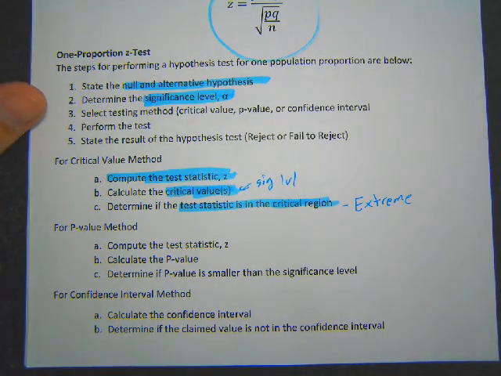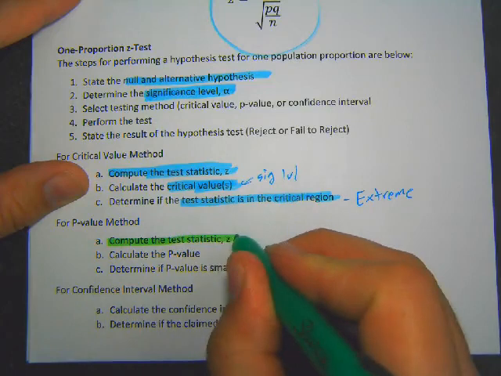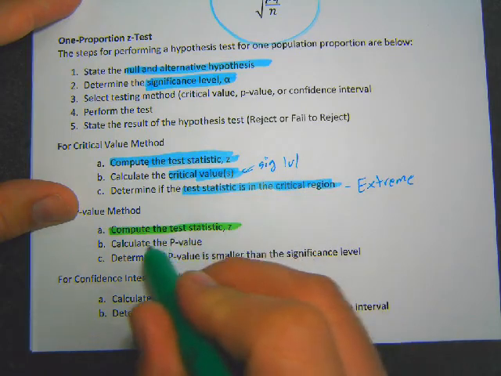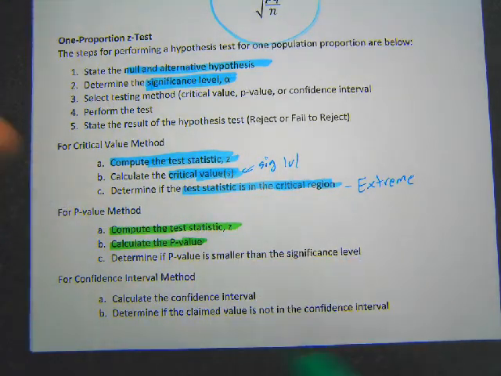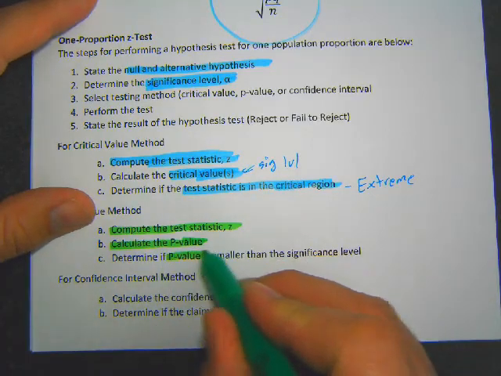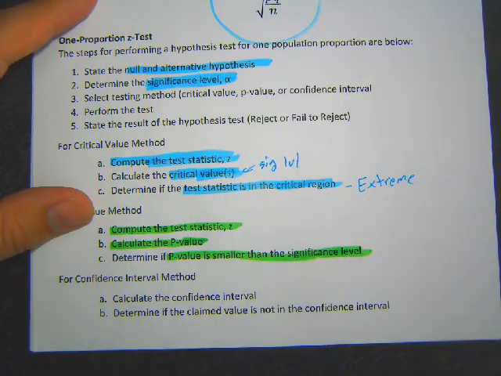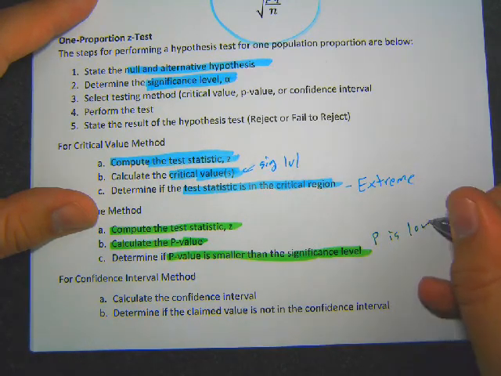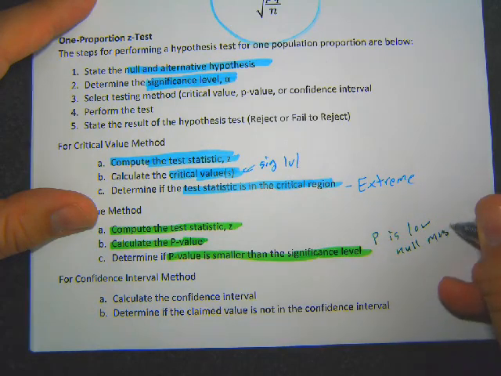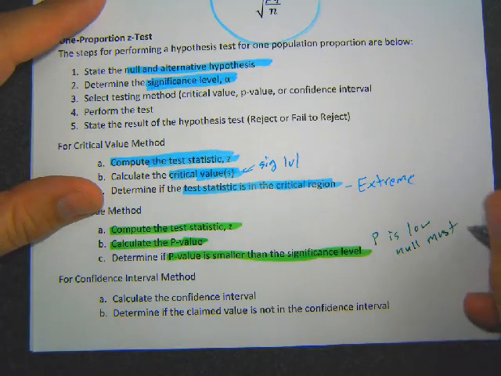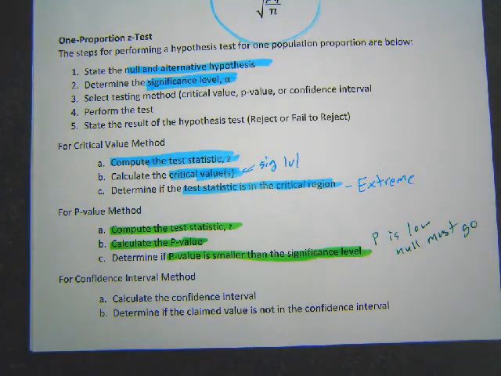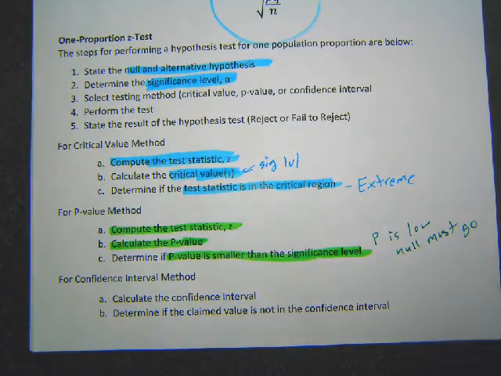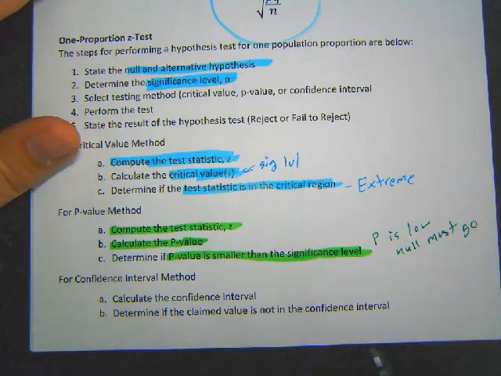If we're doing the p-value method, we still need that test statistic. So we'll calculate the test statistic z. We'll figure out the p-value from the test statistic. We'll take that test statistic and figure out what the p-value is, the probability of getting that value, or something more extreme. And then we'll see if the p-value is smaller than the significance level. Remember, we said if the p is low, the null must go. If p is high, let the null fly. So we reject if the p-value is small enough. We're always checking to see, is it unlikely enough? If the p-value is small, a small probability, it's unlikely. If the p is small enough, that's when we reject.